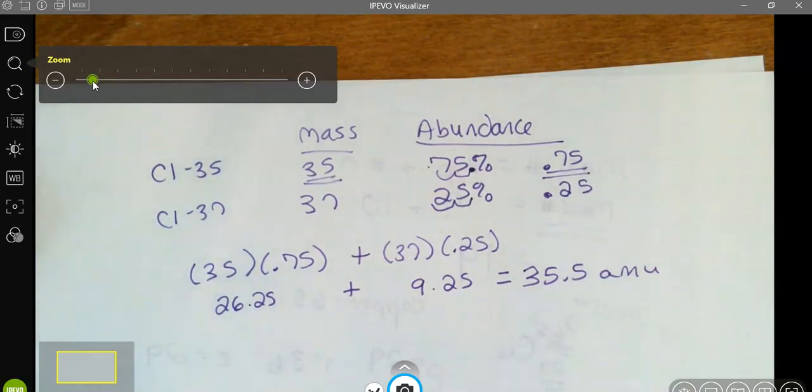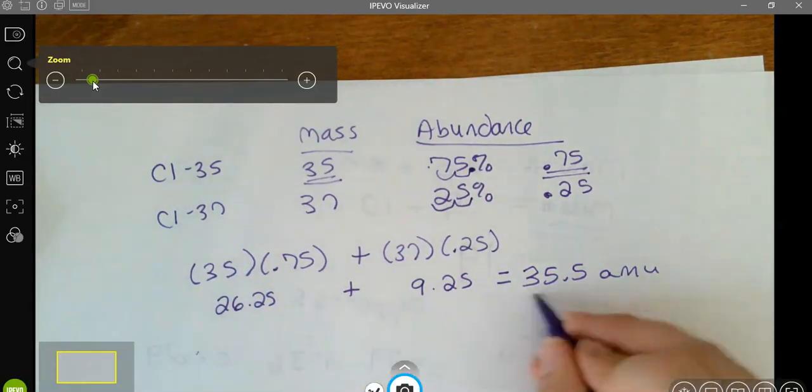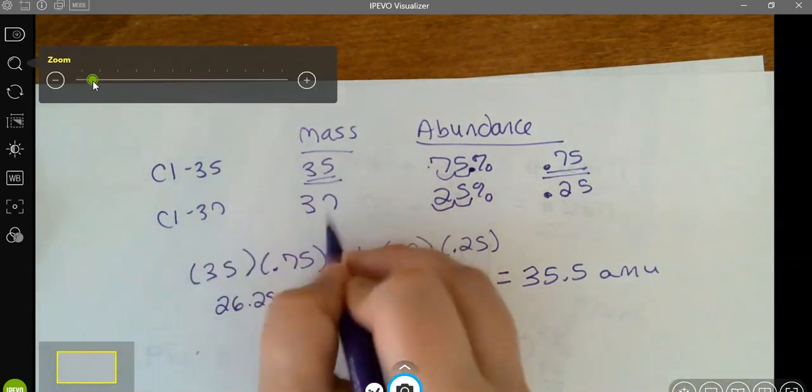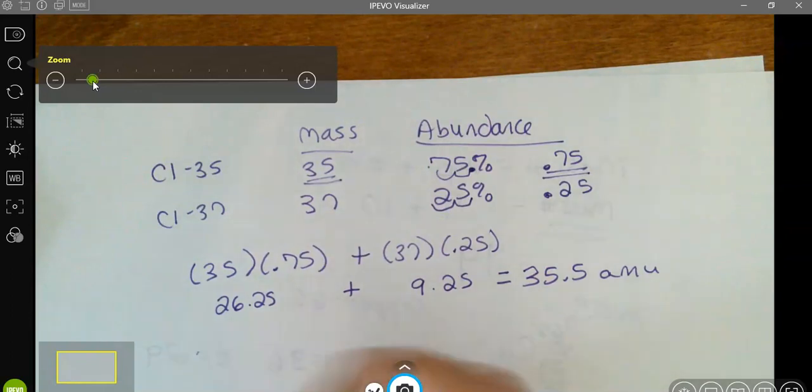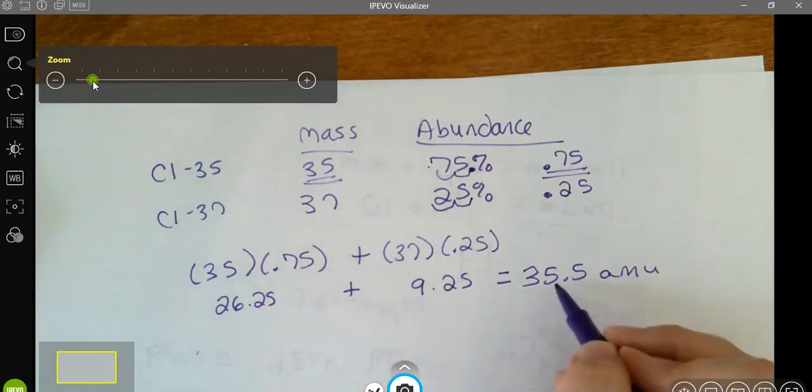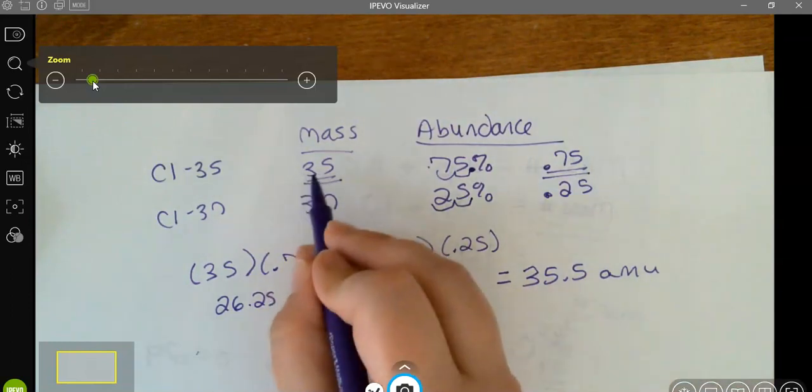That's pretty close to what's on the periodic table. It's not exact because we used kind of rough percentages, but it's very close. A couple things to notice about this. First of all, it has to still be in between those two numbers, right? It's a weighted average, but it's still a type of average. Secondly, it should be closest to the most abundant isotope.